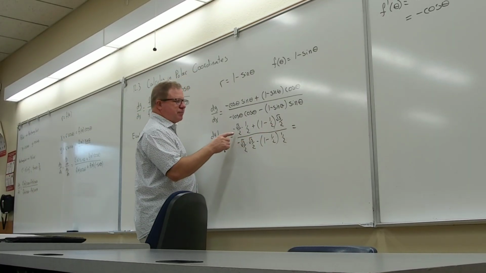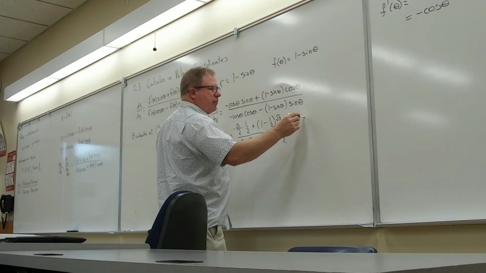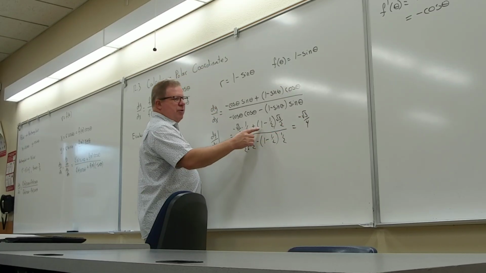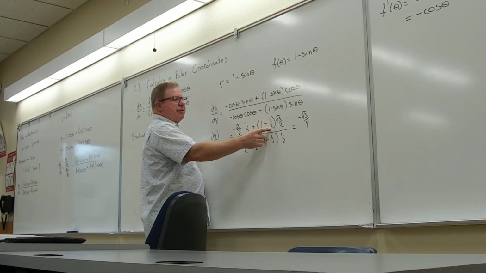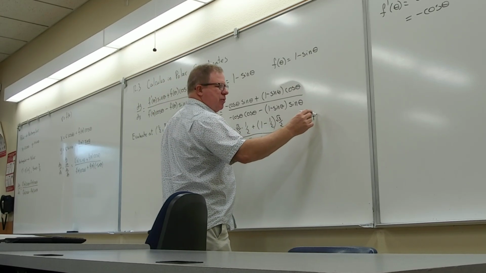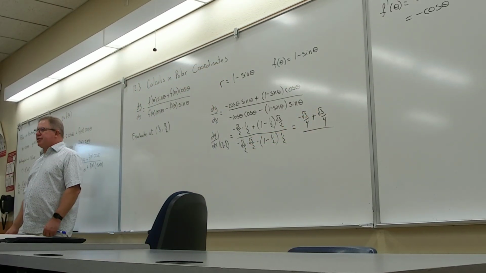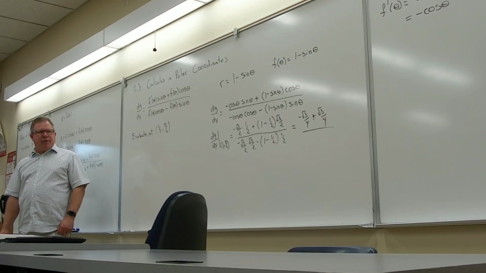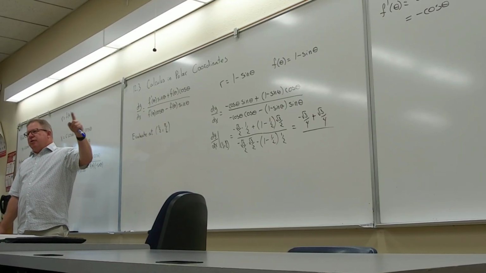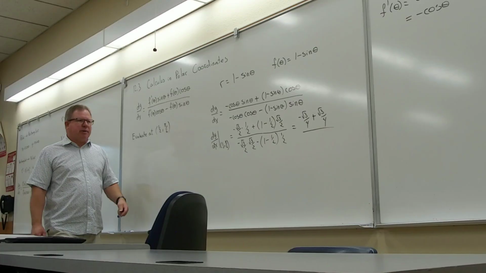So simplifying this, negative root 3 over 2 times 1/2 is negative root 3 over 4. Over here, 1 minus 1/2 is 1/2, and 1/2 times root 3 over 2 is root 3 over 4. What can you already say? What's the answer going to be? 0. It's going to be 0. The numerator is coming out to 0. The only thing that could mess that up is if the denominator is also 0, we get a 0 over 0 situation, right?